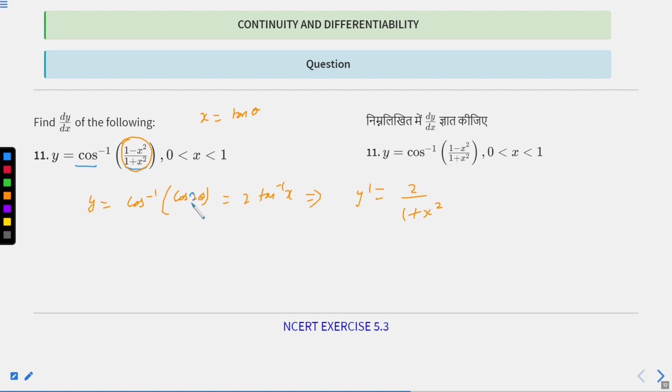So cos 2 theta. First of all, if x belongs to 0 to 1, this means 2 theta must belong to 0 to pi, so theta must be from 0 to pi by 2. So 0 to pi by 2. Okay. So if x belongs to 0 to 1, this means tan theta, the x is what? The output of tan theta.